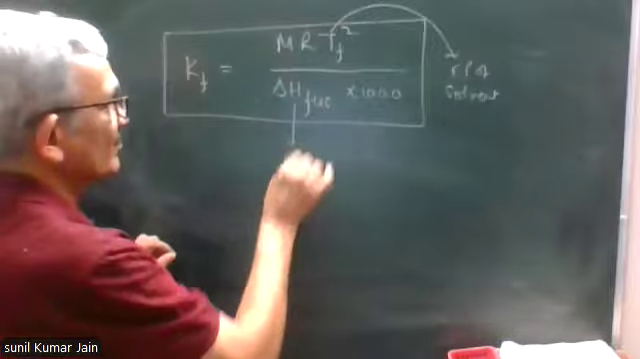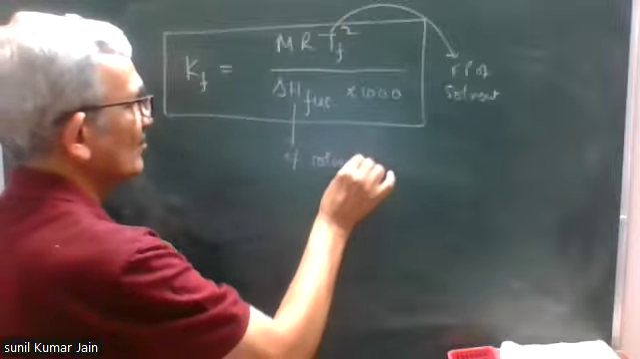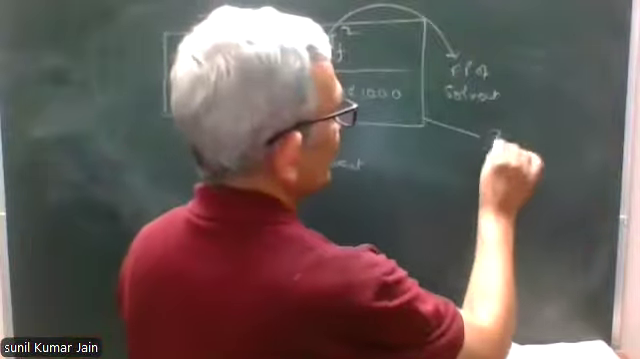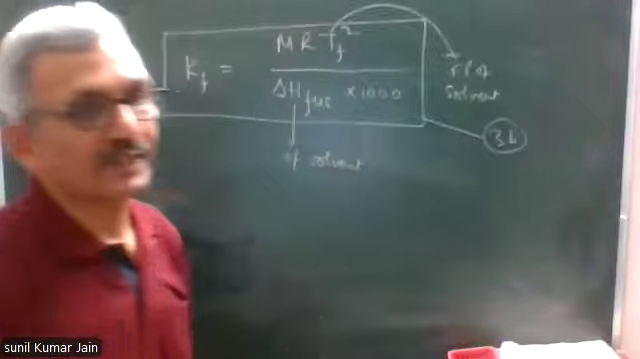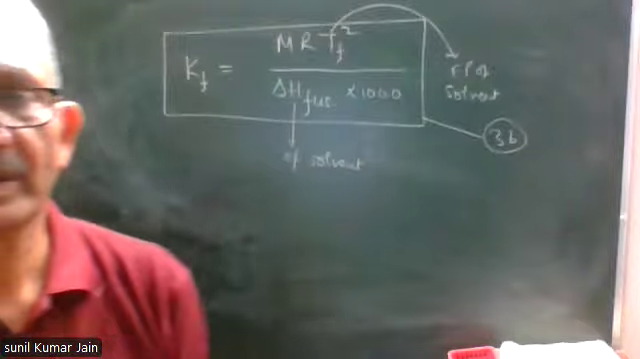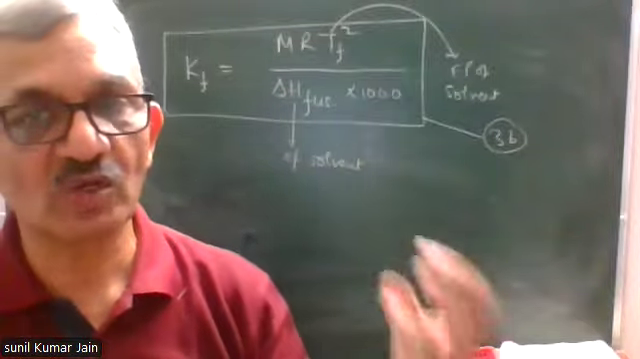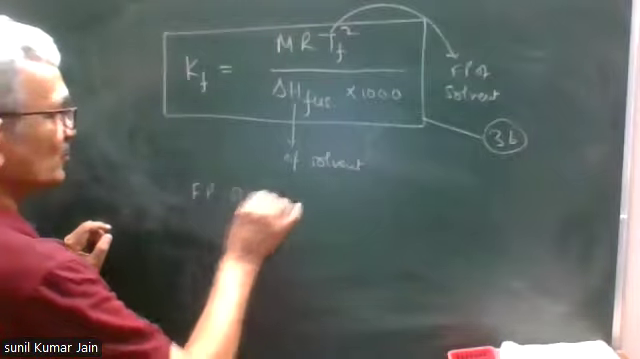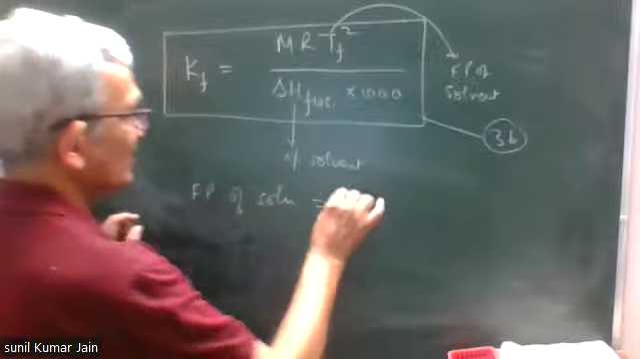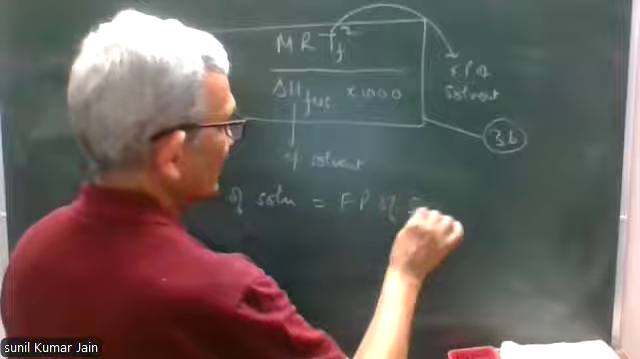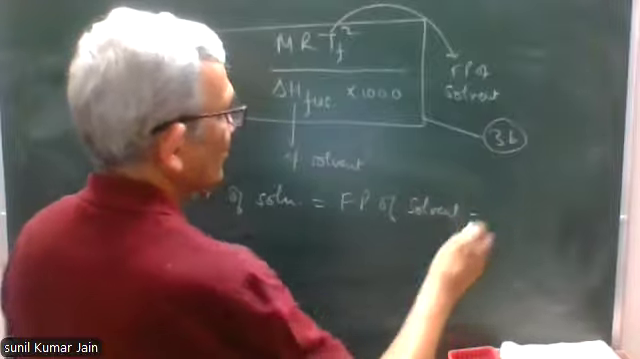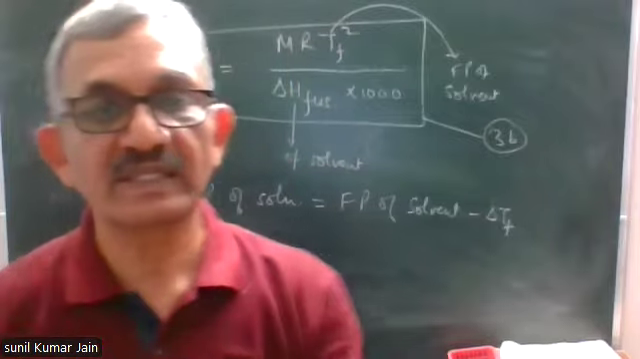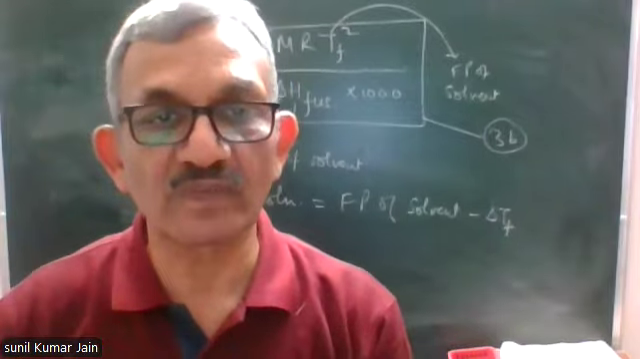And this is enthalpy of fusion of solvent. And this is equation number 3b. Depression is always subtracted. It means freezing point of solution is equal to freezing point of solvent minus delta TF. We'll solve one numerical on this.